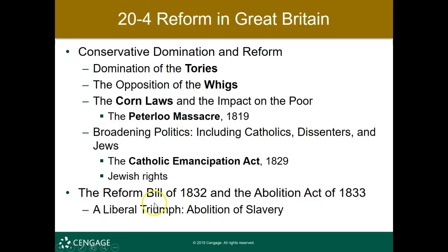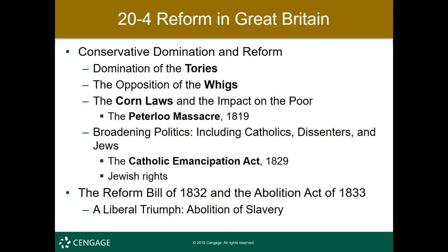The biggest thing you need to take away from this chapter about England is the Reform Bill of 1832. The Reform Bill increases the number of voters by 50%. Now, that means that only about 20% of the population of England can now vote, which tells you how much reform really was needed. Parliamentary representation is redistributed to help some of these newly populated, especially industrial areas.